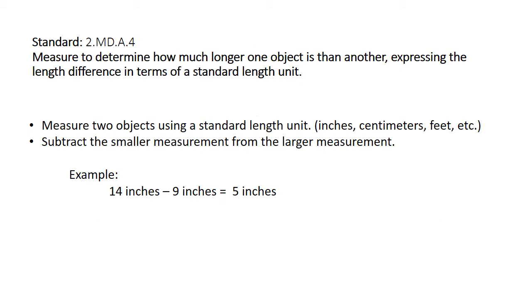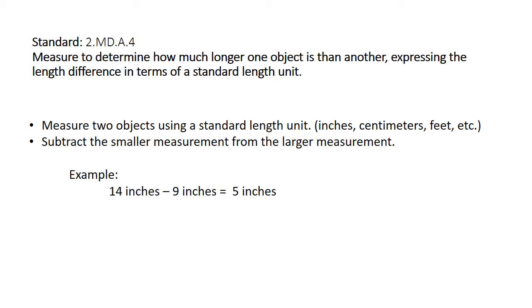This standard calls for us to measure two different objects using the same unit of length. So you might measure two things in inches or measure two things in centimeters. Whatever the unit is, you have to measure two different things with the same unit. We then need to compare the two objects by subtracting the smaller measurement from the larger measurement.